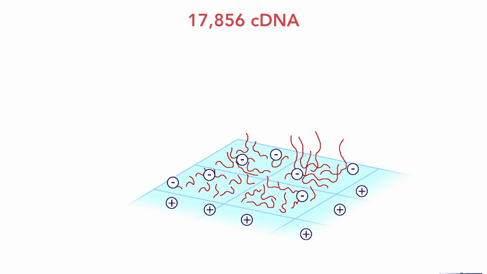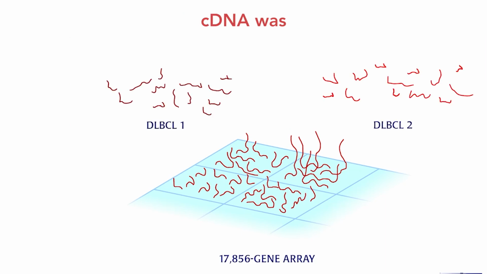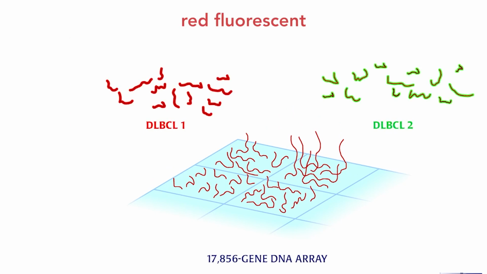A total of 17,856 cDNA genes were printed onto what we called lymphochip. Each square on the chip corresponds to a different cDNA. Then, he made cDNAs from different DLBCL tumors. He labeled one set of cDNA with a red fluorescent tag, the other with a green tag.